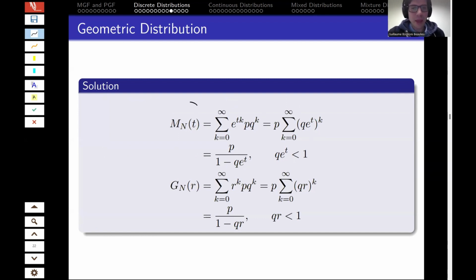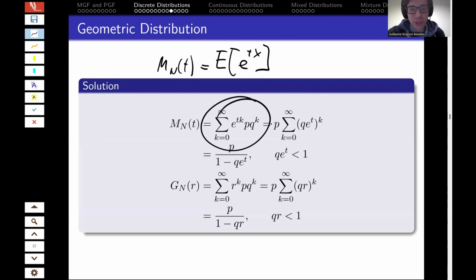It's simple enough. For the MGF, just recall the definition, which we can write here for your convenience: the expected value of e to the tX. You compute this in the usual way. If it's a discrete random variable, you sum over all the outcomes. Be careful, the outcomes of what? Of the thing inside the expected value. So here you would sum over all the values of e to the tk, where k goes from 0 to infinity, times the probability that the random variable X takes specifically the value k, and this is given here.